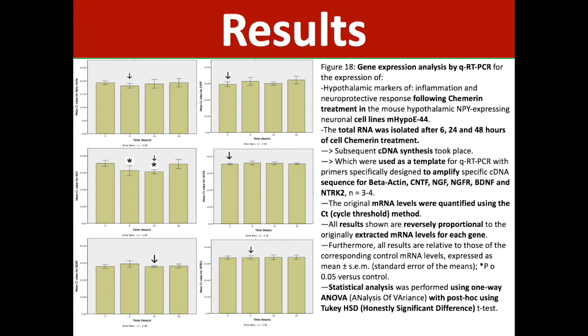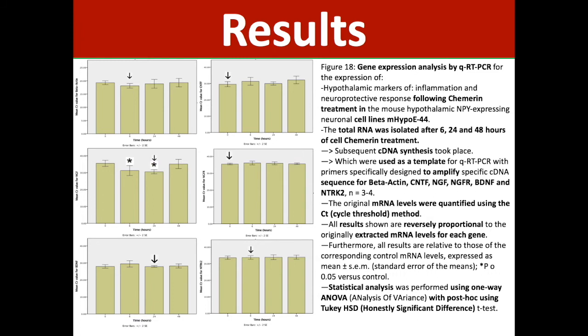Figure 18. Gene expression analysis by qRT-PCR for the expression of hypothalamic markers of inflammation and neuroprotective response following Chemerin treatment in the mouse hypothalamic NPY expressing neuronal cell lines M-hypo-E44. The total RNA was isolated after 6, 24 and 48 hours of cell Chemerin treatment. Subsequent cDNA synthesis took place, which was used as a template for qRT-PCR with primers specifically designed to amplify specific cDNA sequence for beta-actin, CNTF, NGF, NGFR, BDNF and NTRK2, N equals 3-4.